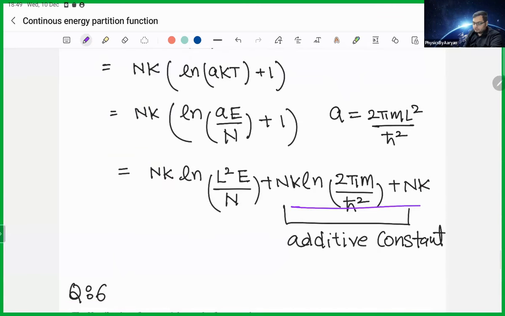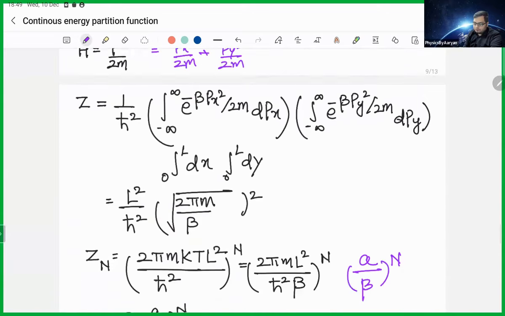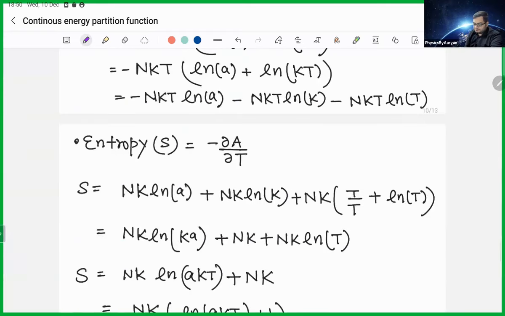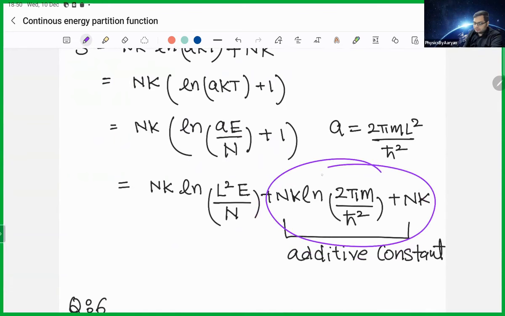And there are other terms also in my answer, but that is fine. I don't need to consider these other terms, because if you read the question carefully, they are asking you entropy apart from additive constants. So they are also mentioning that in your final entropy, there will be some additional constants also which will be added. You don't have to consider them. Apart from additional constants, which of these options are matching? So I matched with option A. So this term I am getting, and these are my additional constants.